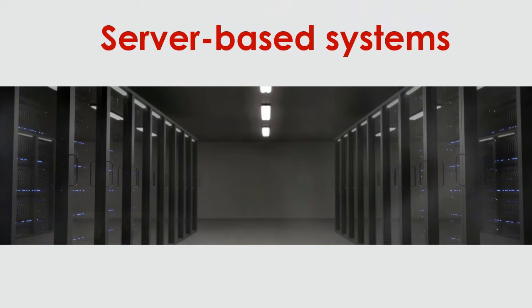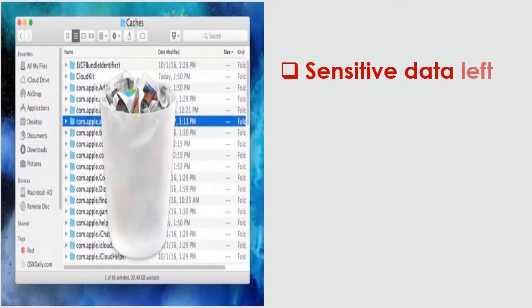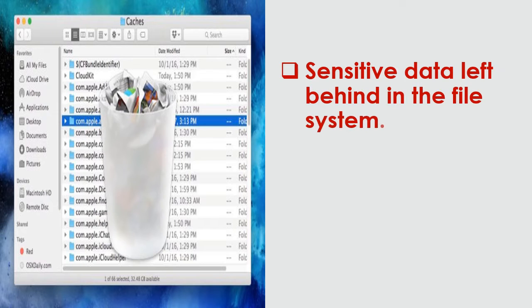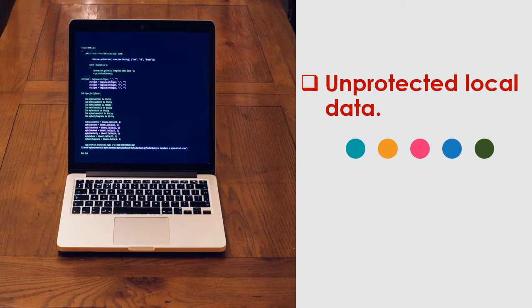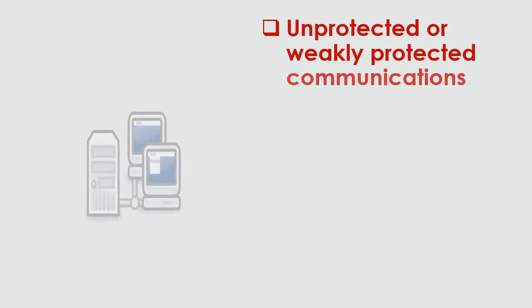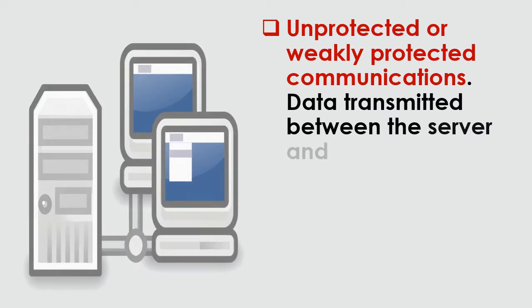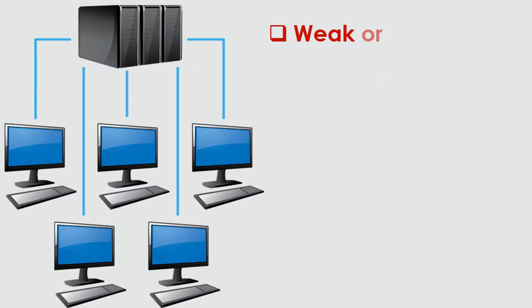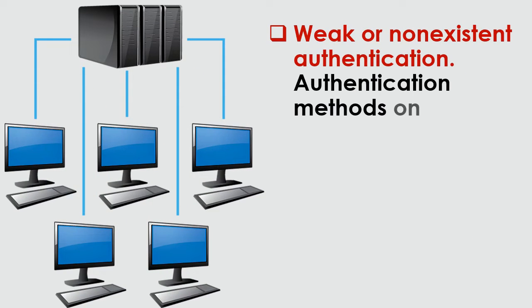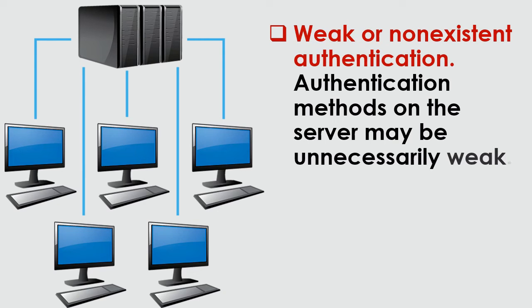Server-based systems. Sensitive data left behind in the file system. Unprotected local data. Unprotected or weakly protected communications. Data transmitted between the server and clients may use weak or no encryption. Weak or non-existent authentication. Authentication methods on the server may be unnecessarily weak.